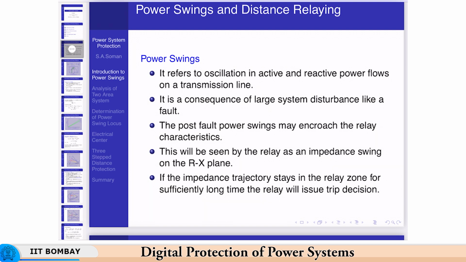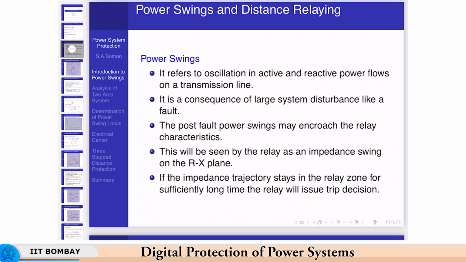So what happens after the fault is that due to the power swing, the encroachment of the distance relay characteristic could happen. Okay, we will see the power swing on the P delta plane and how it looks on the RX plane, and then we will see how, once the impedance locus comes into the distance relay characteristic, there is no way for the distance relay to make out whether it is a fault or a swing.